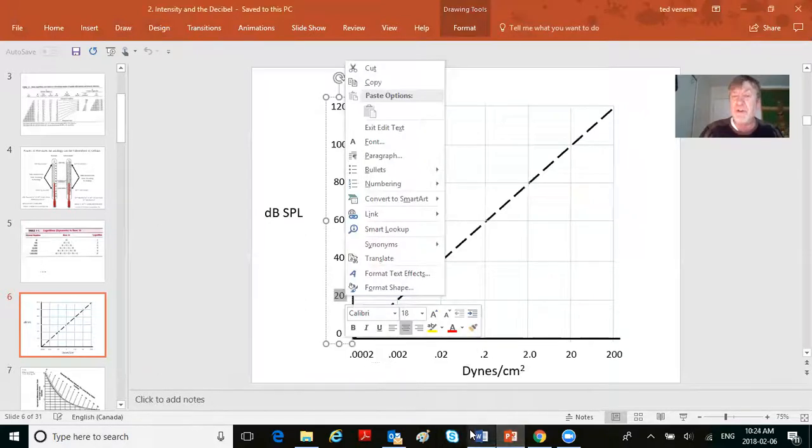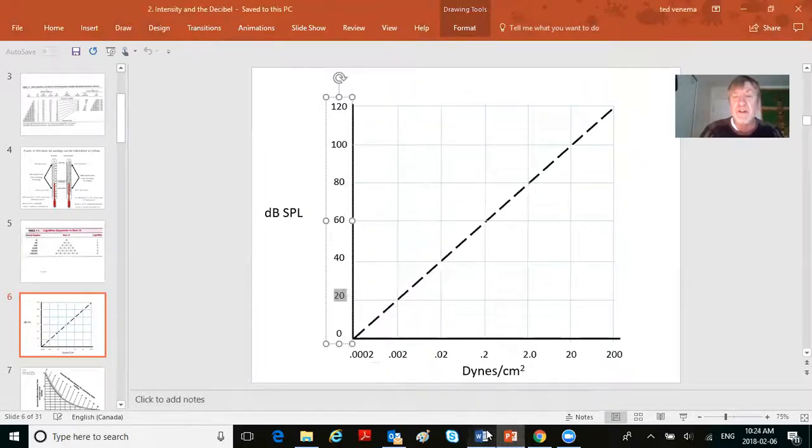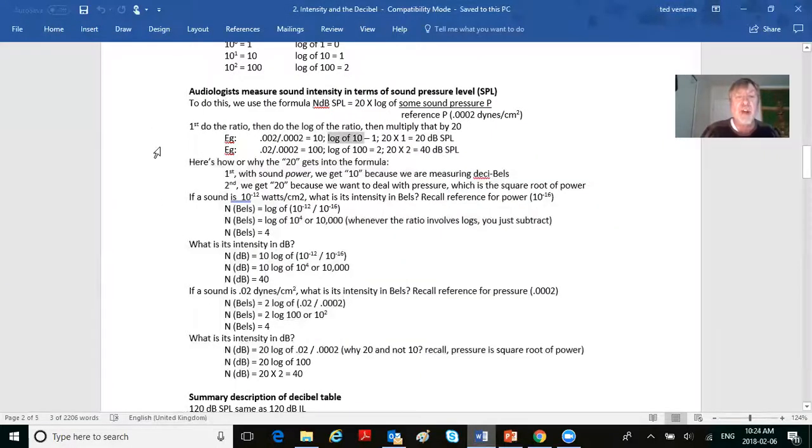Let's do another example here, then we'll bag it. Here's another one. For example, let's say my pressure was 0.02. Once again, the bottom number is always the same, that's the ground. So what's 0.02 divided by 0.0002? Get my calculator, 0.02 divided by 0.0002 equals 100.